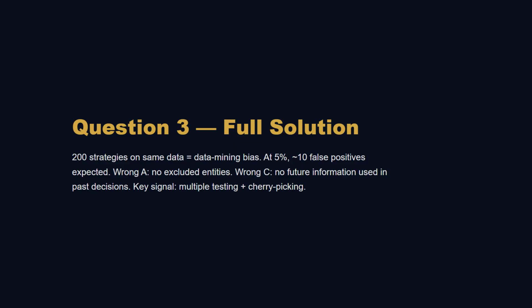If you chose A, survivorship bias, that would require the study to exclude failed entities. The question says nothing about excluding funds or strategies that failed. The issue is multiple testing, not missing data. If you chose C, look-ahead bias, that would require using future information in a past decision. The question says the backtest uses 15 years of historical data, but does not mention using data that was not available at the decision time. The key phrase that signals data mining bias is tested 200 different strategies on the same dataset. Whenever you see multiple testing on the same data with cherry-picked results, data mining bias is the answer.